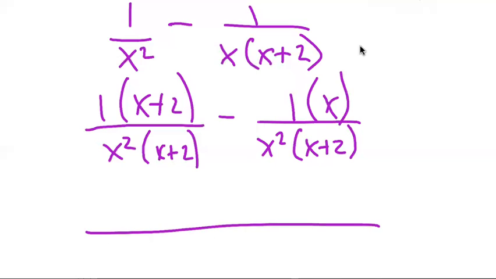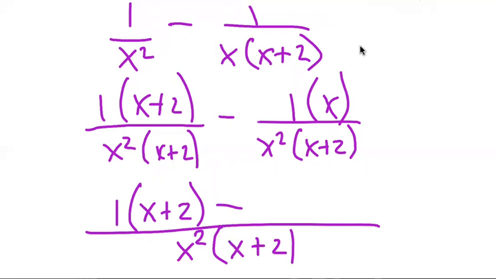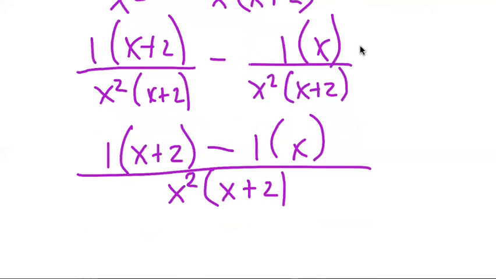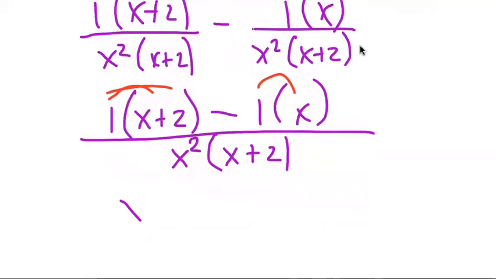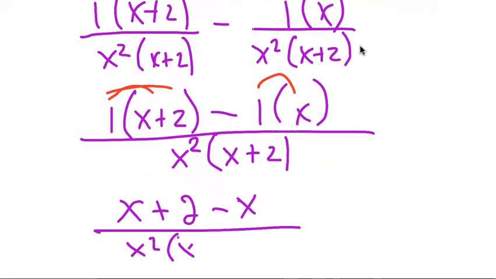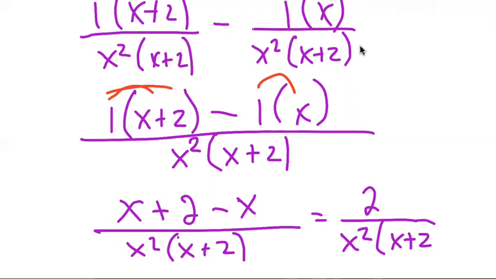Common denominator is now the same. X squared, x plus 2. This is going to be 1 times x plus 2, showing the intermediate step just because. Okay, x. Now I'm going to remove my brackets on the numerator. I'm going to leave my denominator where it is. I don't want to expand that. I want to leave it exactly where it is. This is going to give me x plus 2 minus x all over x squared times x plus 2. X take away x is nothing, so that's 2 over x squared bracket x plus 2, and that answer is complete.